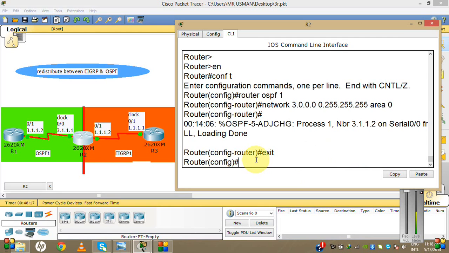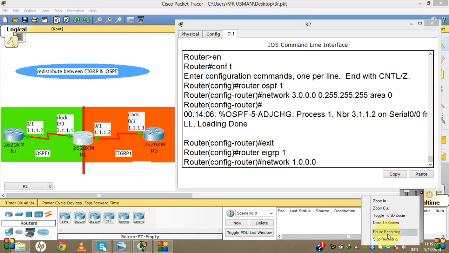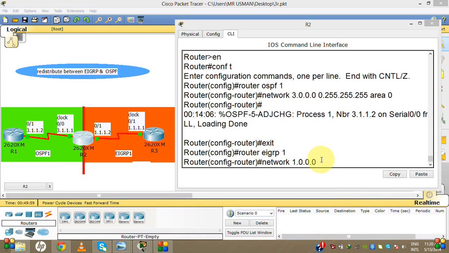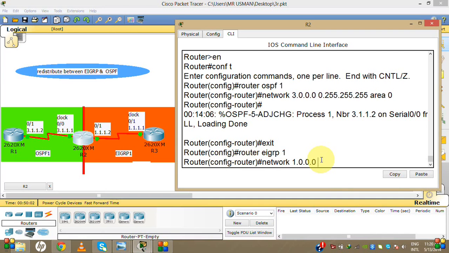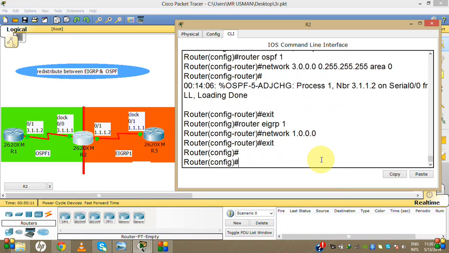So for this purpose, router EIGRP 1, network 1.0.0.0. I'm going to configure the EIGRP protocol and exit. Now you can see I have configured two protocols over this router.